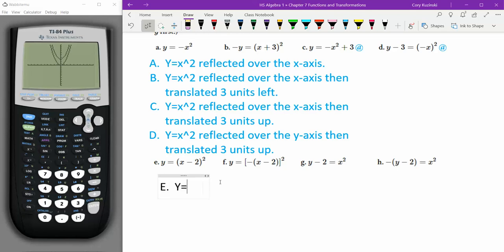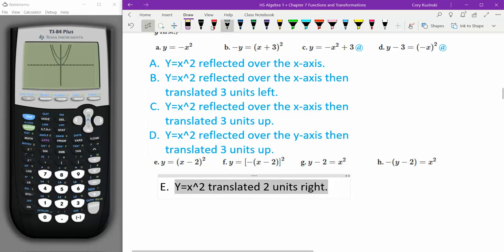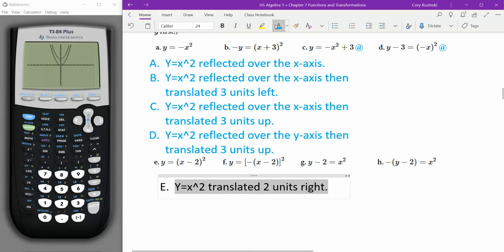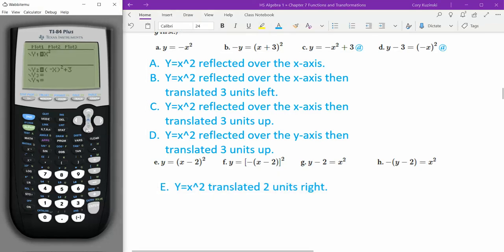Let's see, y equals x squared translated 2 units right. So in parentheses, x minus 2, square it. There's the parent function. Yeah, 2 units to the right. That one's good. What's going on down here? Okay, so x has been replaced with x minus 2. That makes me think a translation 2 units right.